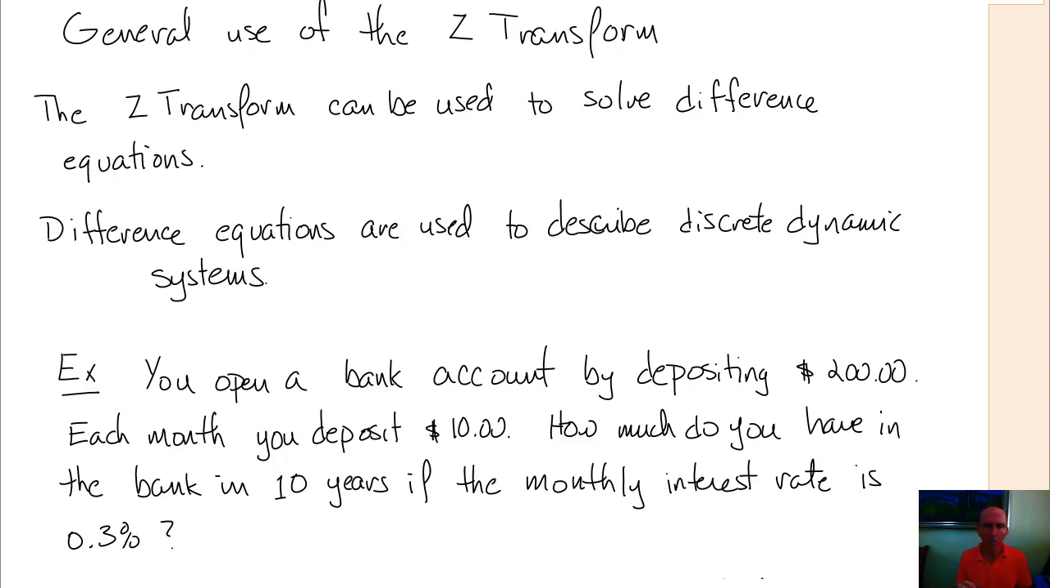So what we're going to do here is take a simple system, describe it with a difference equation, and then use Z transforms to solve the equation. As I said, the Z transform can be used to solve difference equations, and the difference equations are what are used to describe these discrete dynamic, in other words, time-changing systems. Let's start with a simple example.